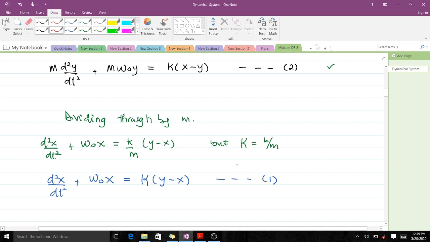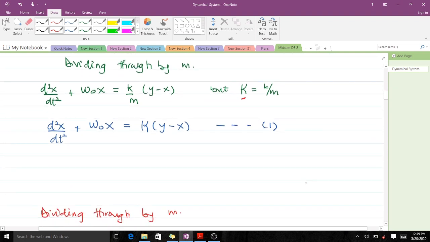But note that in the question we said capital K is equal to small k over m. So in place of this small q over m here, we have capital K. That means equation 1 has now been written, has been reduced, in this form.